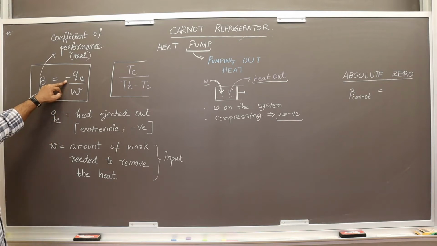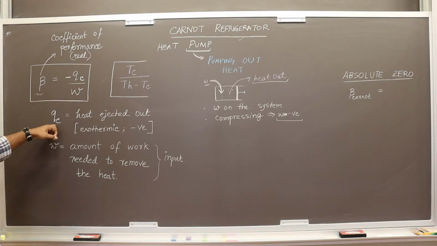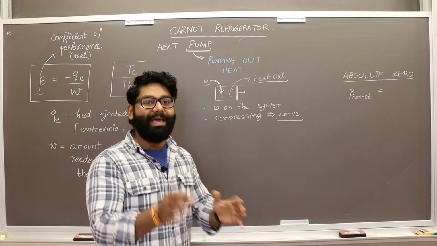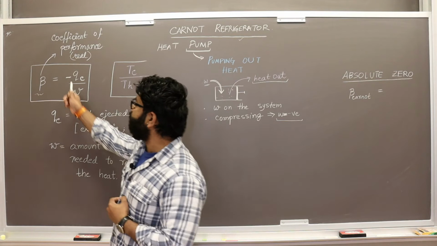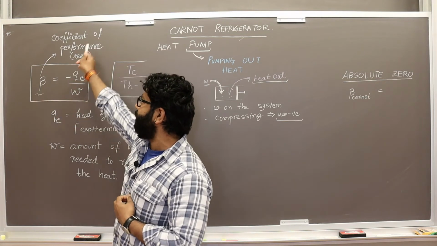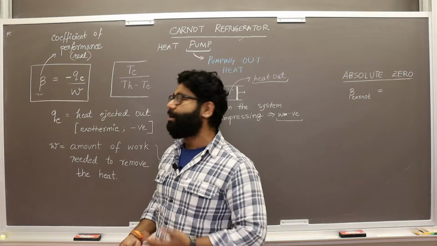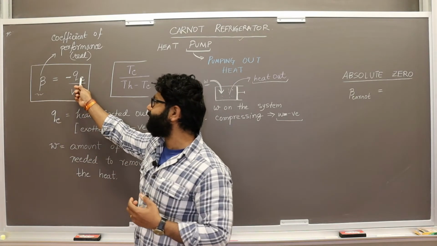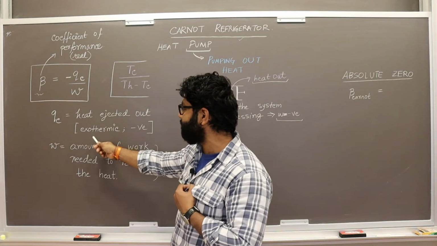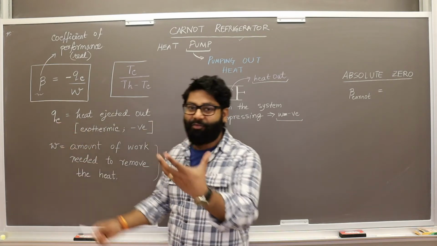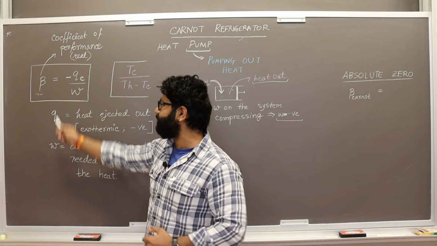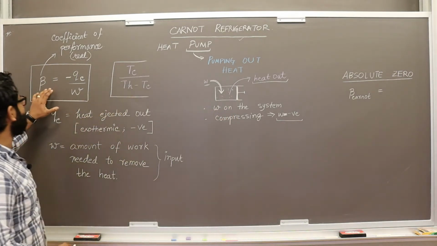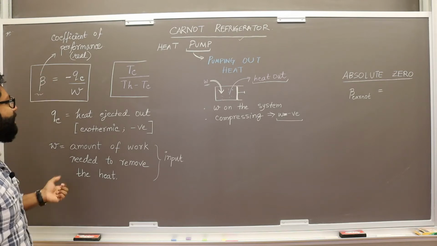So why this negative sign? Since we said that QC is the heat ejected out, and when heat is ejected out, Q becomes negative, right? So to make this quantity beta, the coefficient of performance, a positive number, we have supplied the minus in order to cancel out the minus that is coming out of this QC, because QC is exothermic, is in itself negative. So to make this quantity positive, we are supplying a negative sign on top of that. So this is basically the coefficient of performance of any real instrument.